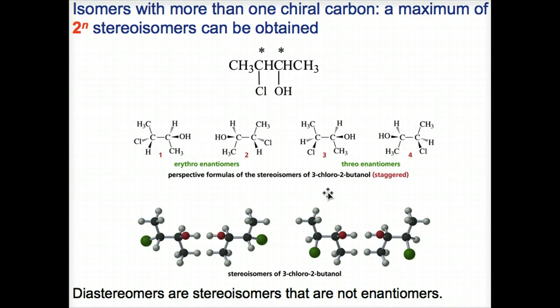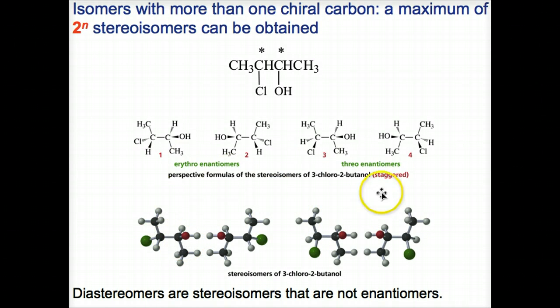A compound can have a maximum of 2 to the n stereoisomers, where n equals the number of asymmetric carbons. This is true as long as there are no other stereoisomers present, such as carbons where the interchange of 2 groups converts a cis isomer to a trans isomer or a Z isomer to an E isomer. 3-chloro-2-butanol is used as an example in this slide. Since it has 2 asymmetric carbons, it has 4 stereoisomers. In the models, green is chlorine and red is oxygen atoms.